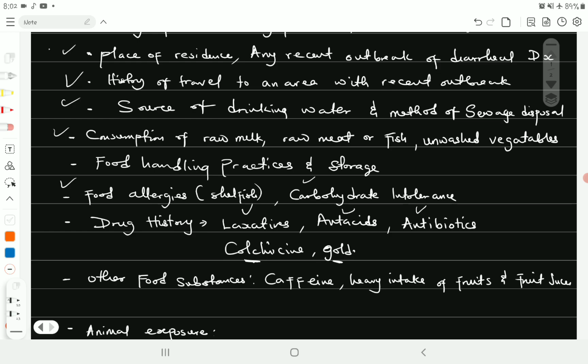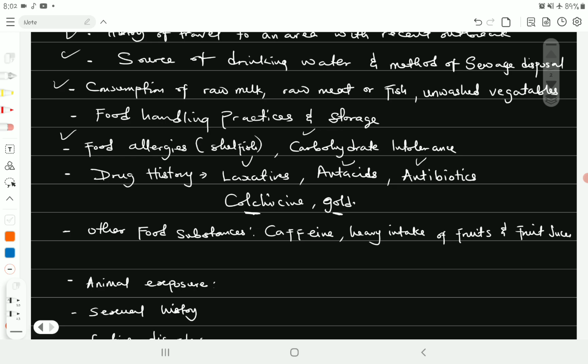What else again? Yes, food substances like caffeine. Caffeine actually causes an osmotic form of diarrhea. So ask, do they abuse caffeine? Heavy intake of fruits and fruit juices, animal exposure, exposure to young dogs and cats have actually been implicated in Campylobacter infection. Are you getting me?